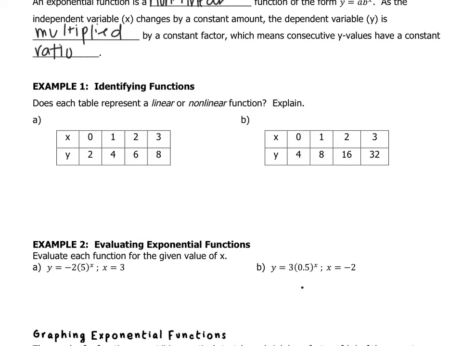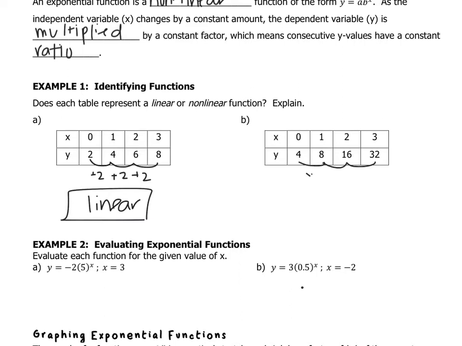So in letter A, you can see that we did this a few lessons ago. You can see it's being added by 2 every time. If you remember, that made it linear. But now we're going to look at things like letter B, where it's being multiplied by the same number every time. And that makes it nonlinear, which now we're going to call exponential.